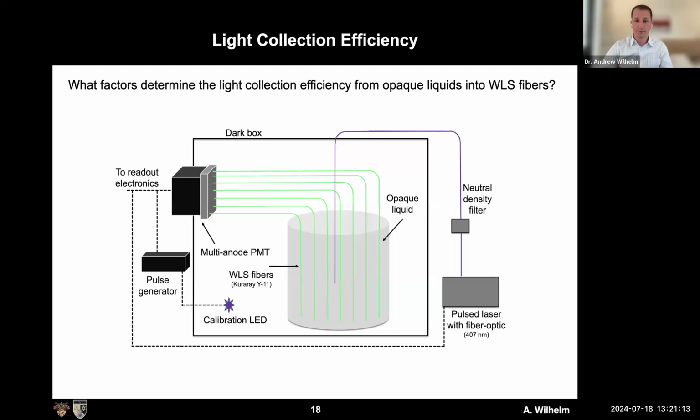And then the origin of the light was actually a pulsed laser that was coupled to a fiber optic cable. This allowed us to inject a known number of photons at a known location into a volume. And then we could measure the response of each of these fibers to that known impulse that we could control. The whole thing was housed inside a dark box, and the wavelength shifting fibers terminated at a multi-anode PMT, so we could read out each of the fibers individually.